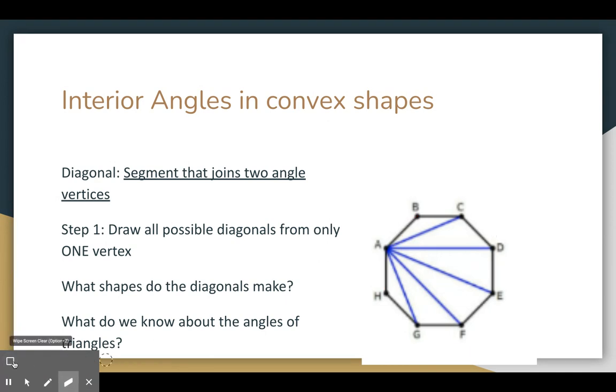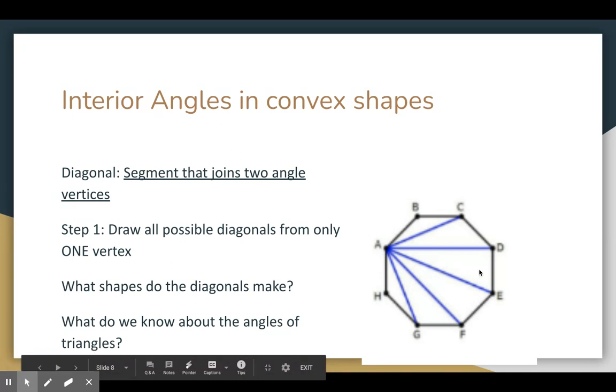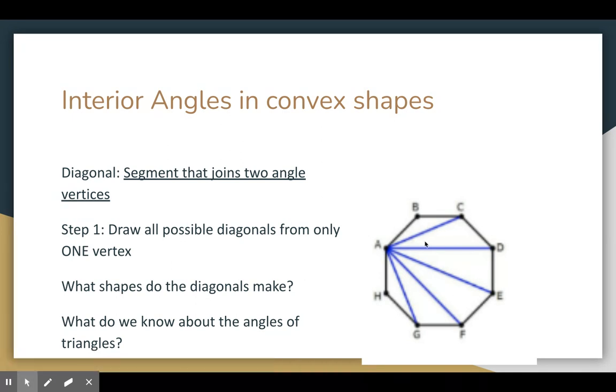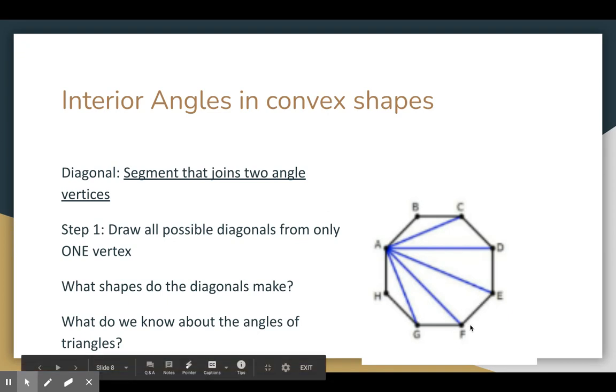So if you notice, with all of these diagonals, we have now created a bunch of triangles within our shape. And since we just got done with the chapter on triangles, we know that the angles of triangles are always going to add up to 180 degrees.